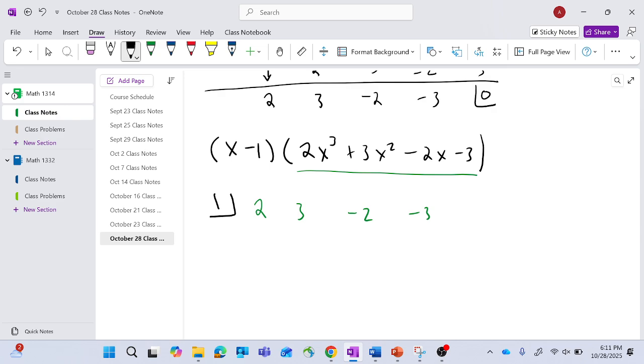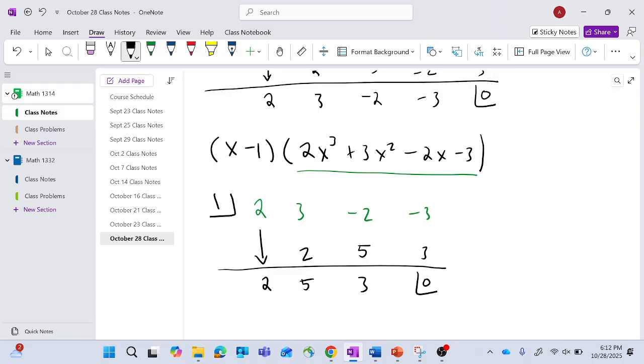Everyone with me, guys? Any questions about what I'm doing or why I'm doing something? All right. And we're just going to do synthetic division again. This 2 goes down. 1 times 2 is 2. Add going down is 5. 1 times 5 is 5. Add going down is 3. 1 times 3 is 3. Add going down is 0.